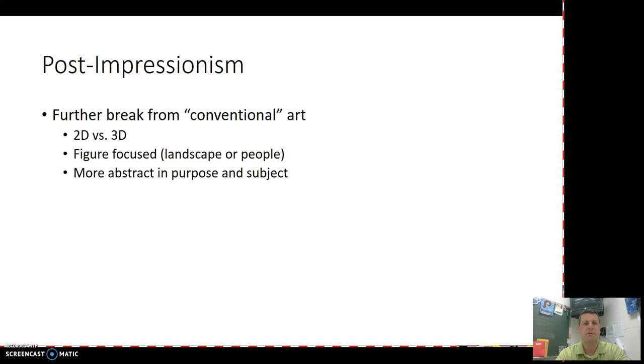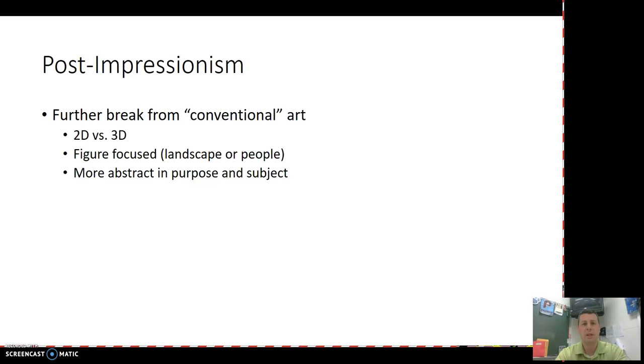We're seeing a further and further break from quote unquote reality in terms of how things are replicated or depicted, trying to see exactly what happens in the actual world. We're not going to see that as much as we move forward here into the next couple of movements.